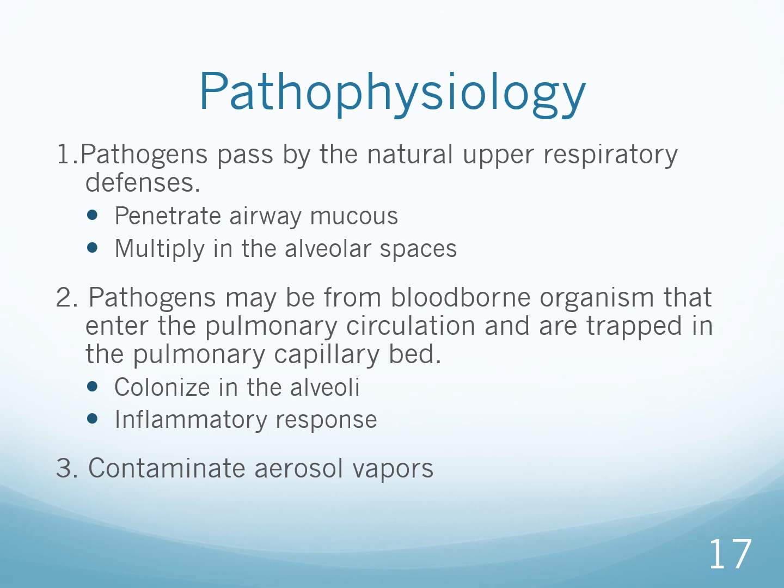Please understand the pathophysiology of pneumonia, because pathogens are able to get into the upper respiratory tract and they penetrate the airway through mucus and they multiply in the alveolar spaces. Unfortunately, the alveolar spaces are a great environment for bacteria and viruses to grow. Pathogens can be from bloodborne organisms that enter into the pulmonary circulation and are trapped in the pulmonary capillary bed. They're colonized in the alveoli, and then there's an inflammatory response. Cough, sneeze, and you're contaminating the vapors that emit from the sneeze and cough.